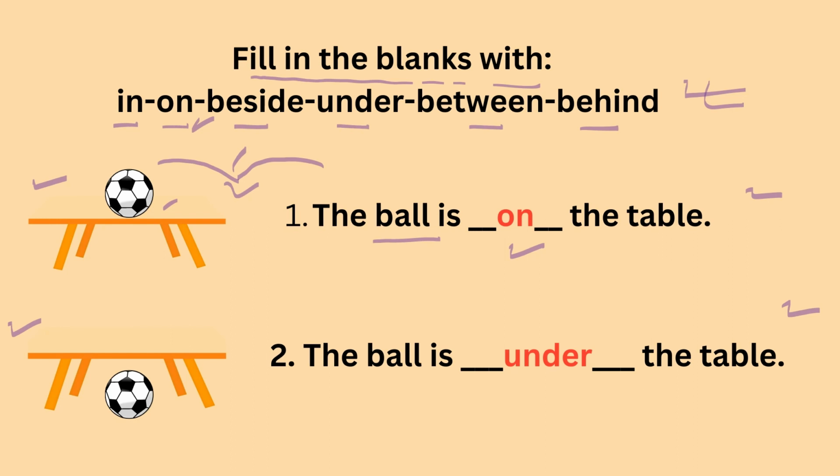In the second, the ball is dash the table. The ball is under, মানে টেবিলের নিচে আছে. So the ball is under the table. So under is the preposition. And we have to once check that do we have the preposition option under over here? Yes, we have it here, over here. So the answer will be under.